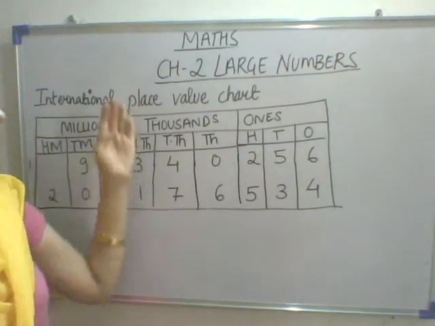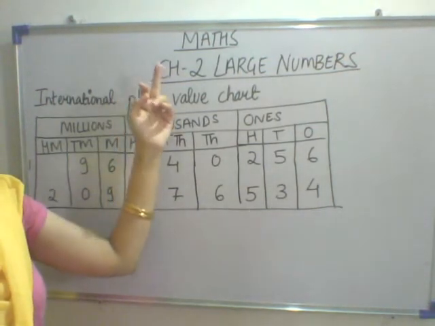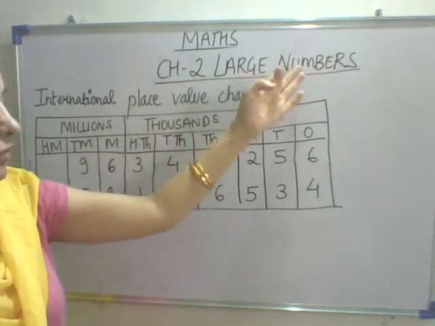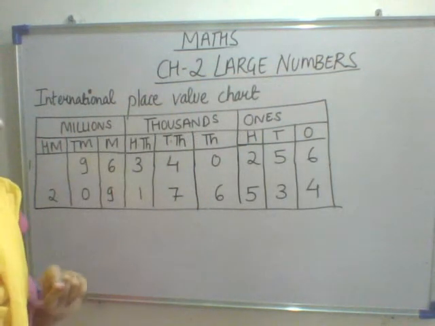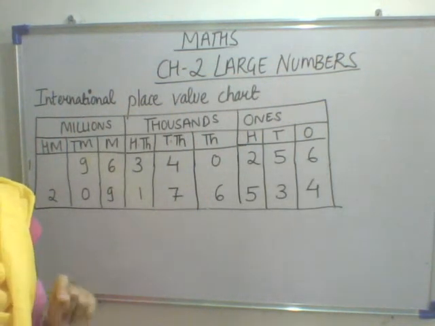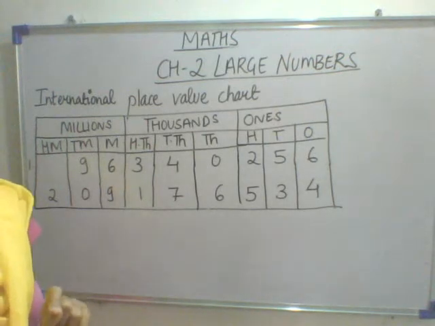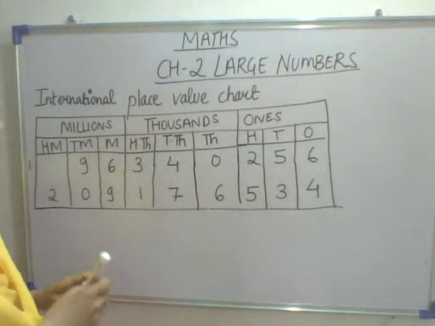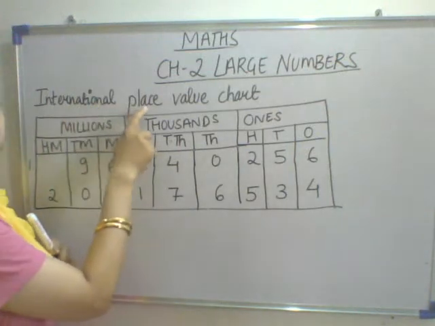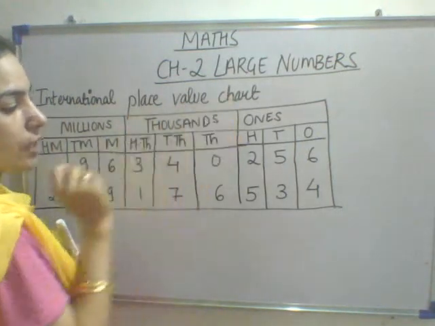Today we'll be continuing our chapter number 2, large numbers. We'll be revising today the questions from exercise 2C and 2D. So I have drawn here the international place value chart.